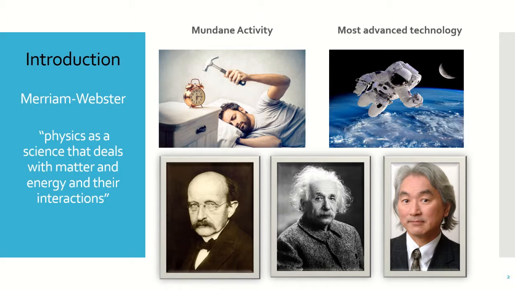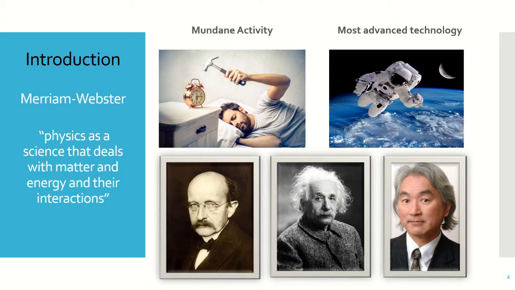In order for us to understand what physics is in our daily lives, we must get an idea of what physics actually is. Merriam-Webster has a simple definition: physics is a science that deals with matter and energy and their interactions. It's a broad definition, but it's much more detailed than that. Physics allows us to use math and science to explain the physical way that the world works.